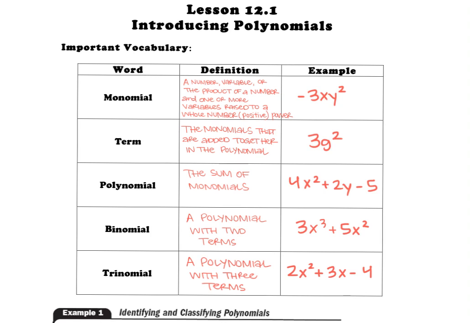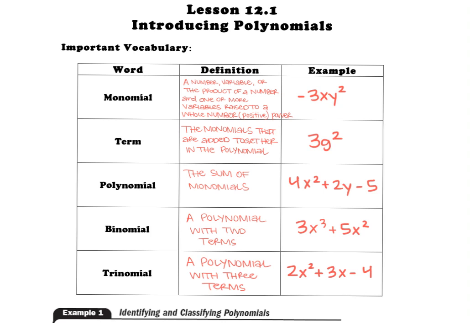Then a term is the monomials that are added together in a polynomial. So it's like the little pieces. Now, when we say added, it could also be subtracted because remember, subtraction we can turn into addition. So I've given you an example of both of those, and really a monomial and a term, I could have written the same thing in those example boxes because a term is one of the monomials.